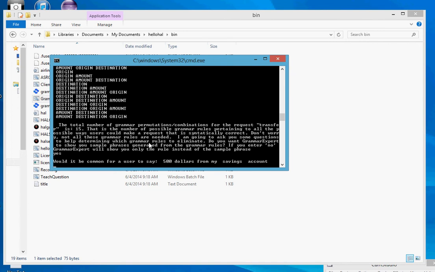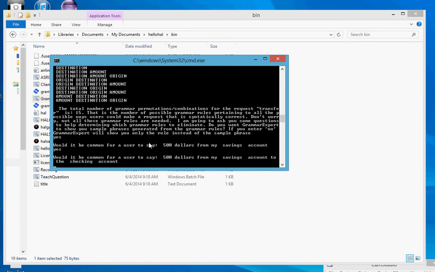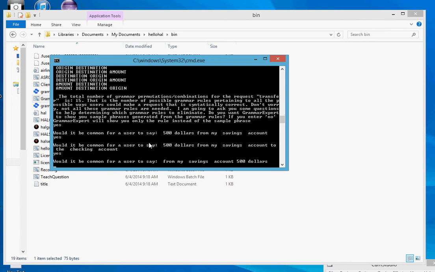Of course, this would be very common. If the system might be asking the user, how much do you want to transfer? And they might say $500 from my savings account. So we're going to say yes. Then $500 from my savings account to the checking account. Well, that also sounds very normal. So we'll say yes.